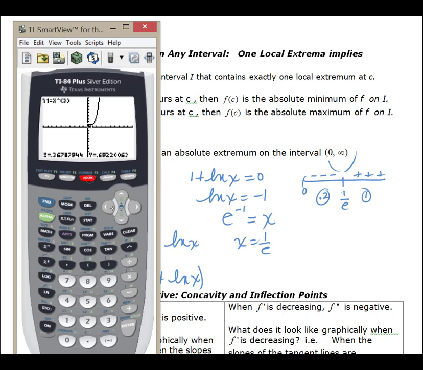Let's zoom in on that so that we can get a better idea. We can see here my trace again on 1 over e. We can see that that local min is also an absolute min. Right? So again, if there's only one local extrema, that local extrema has to be an absolute.